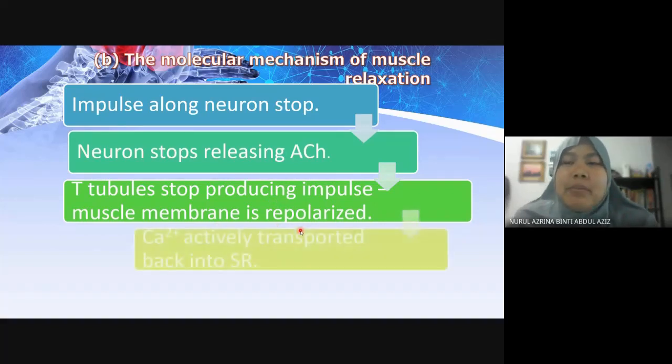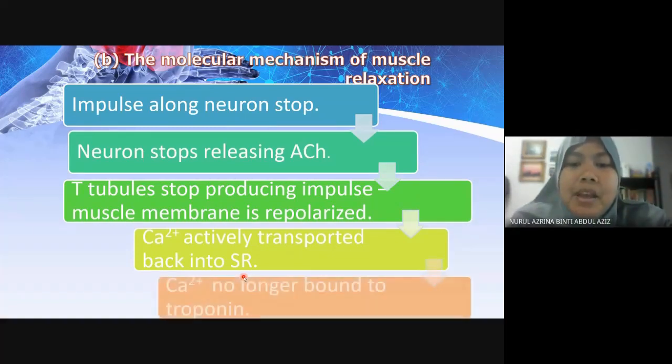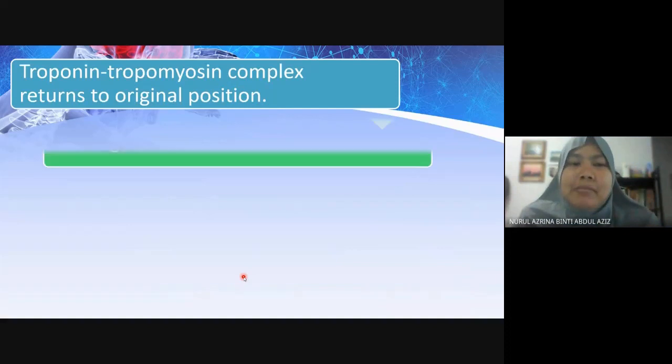So as the muscle is repolarized, calcium ion will be actively transported back into the sarcoplasmic reticulum. So calcium ion akan dimasukkan semula. Because no impulse, so calcium ion akan balik duduk dalam sarcoplasmic reticulum. So calcium ion no longer bound to troponin molecule, right? So apa jadi kalau calcium tidak lagi bind kepada troponin? Jadi troponin-tropomyosin complex return to its original position, which is blocking the myosin binding site.